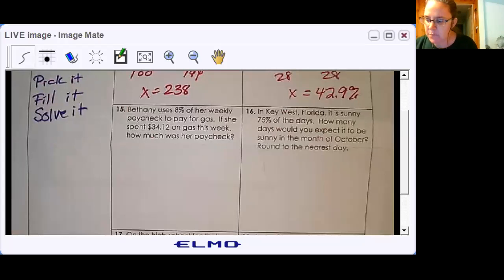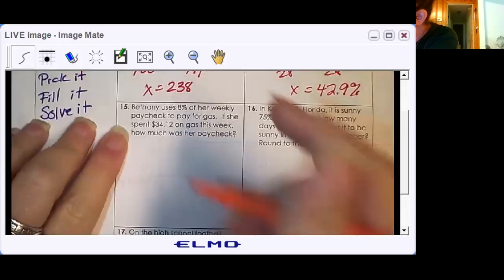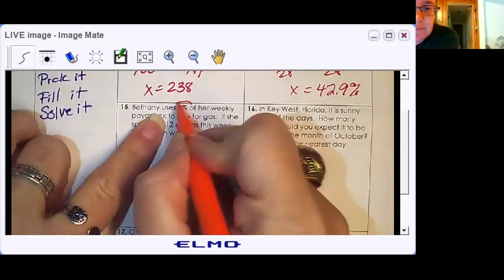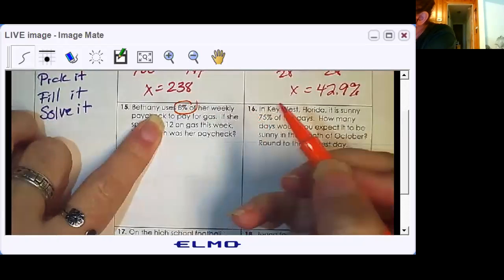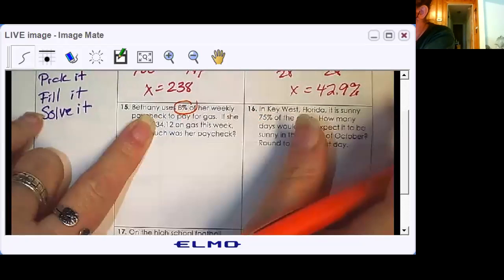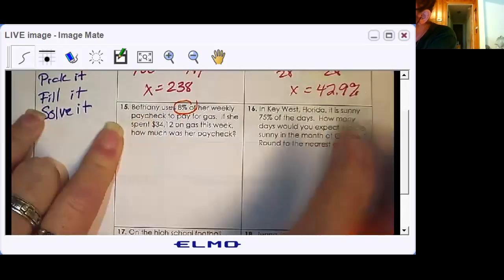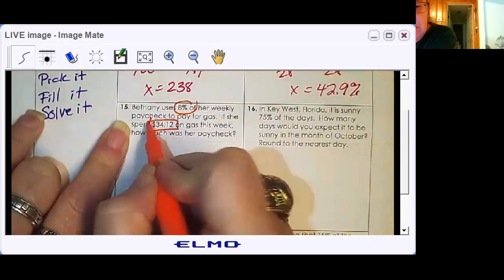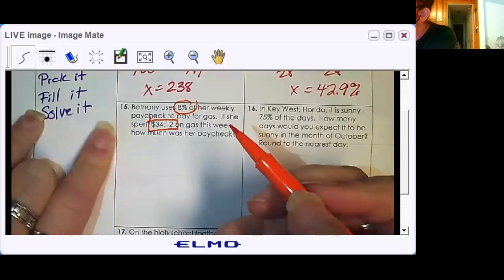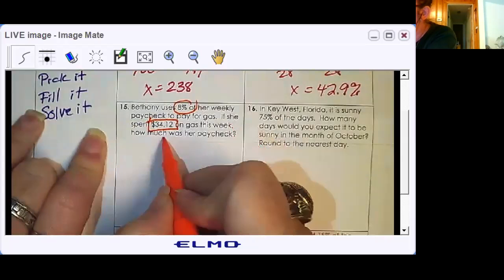Bethany uses 8% of her weekly salary or weekly paycheck for gas. She spent $34.12 on gas this last week. How much was her paycheck? So let's look at what we've got. We have a percent. Okay, she spends 8% of her weekly paycheck for gas. And we know how much she spent this week, $34.12. How much was her paycheck?